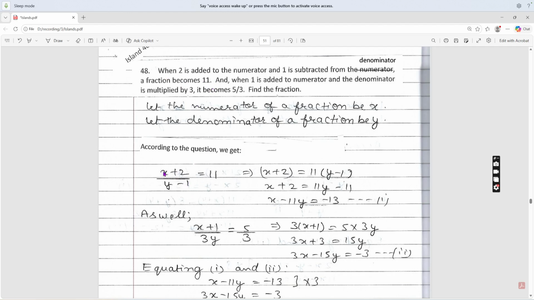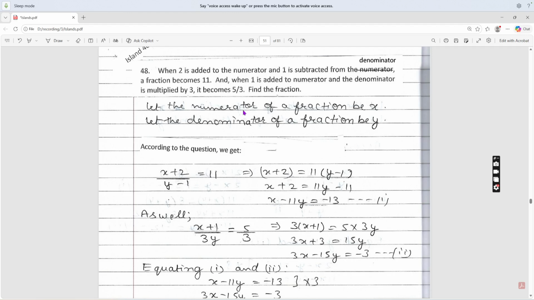Now we are going to cross multiply. x plus 2 is equal to 11 into y minus 1. And when we open the bracket, what are we going to get? 11y minus 11. Now x minus 11y is equal to minus 11 minus 2, that is equal to minus 13. So the first equation is x minus 11y is equal to minus 13.